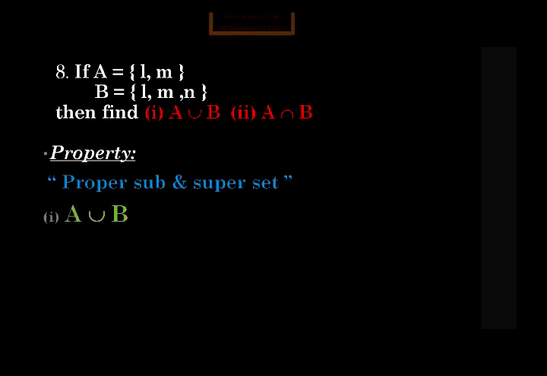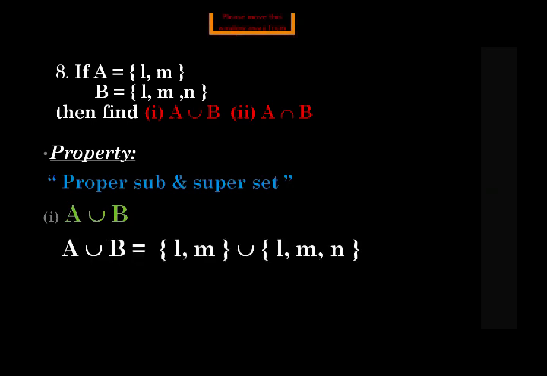The first part is A union B. The same steps we have to follow, which we have already done in the previous questions. A union B, first we will write the elements of set A, that is L and M. Then put the union operation. Then write down the elements of set B, L, M and N. Okay students, remember one thing here, always write down the elements within the braces. We always use braces, and then we will write the elements, and each element is separated with commas.